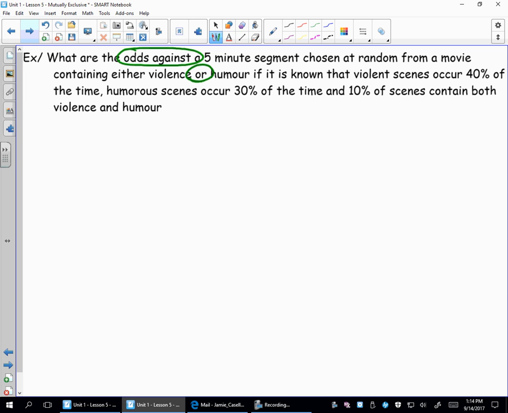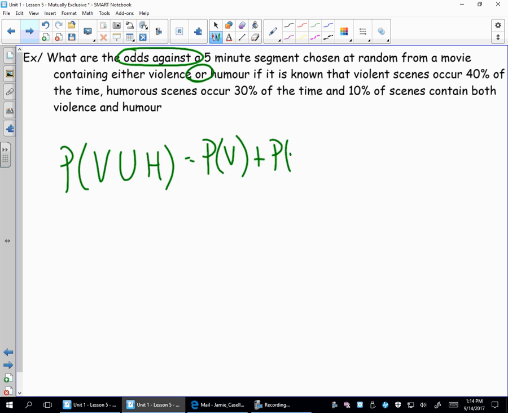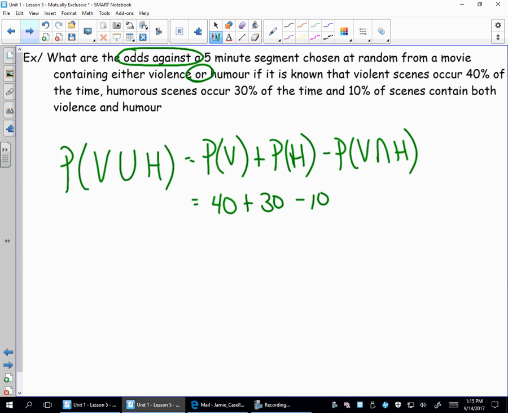So I need to figure out the probability of violence or humor. I'm going to try this one with the formula, okay? Let's see if I can do that one pretty quickly. So I need the two separate things minus any overlap. Well, violence, 40%, okay? These are percents. Humor, 30%. Overlap, 10%. So 40 plus 30 minus 10, that gives me 60%. That's the probability of this happening.